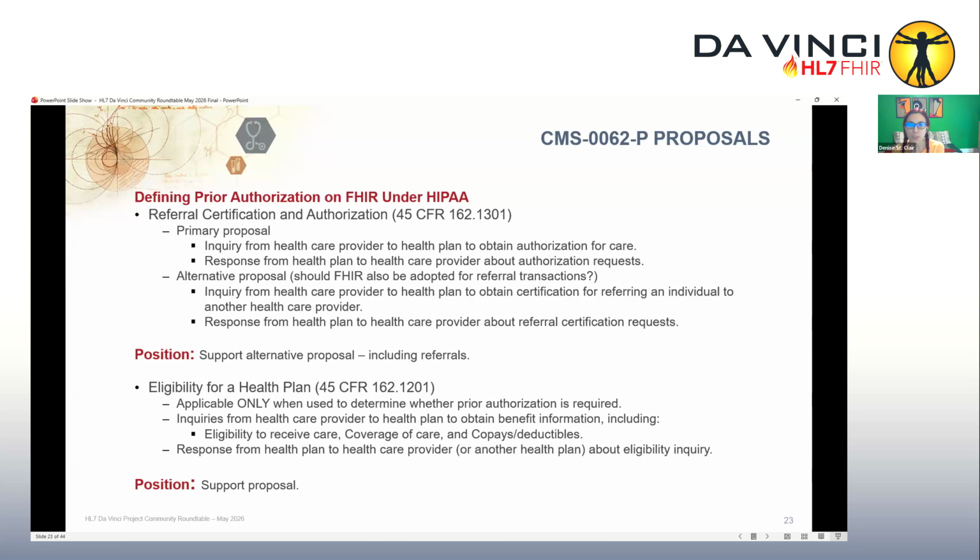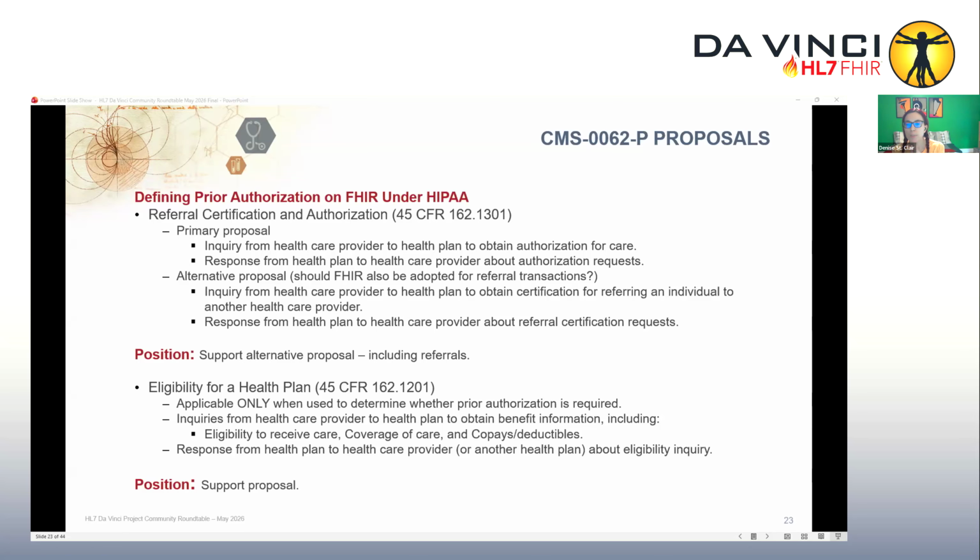And the Da Vinci community does support the alternative proposal to leverage FHIR for both authorization and referrals, as the IG supports both. The second proposal is to update the eligibility for a health plan transaction, and that is the name of the transaction under HIPAA. The rule proposes that this would be applicable only when used to determine when prior authorization is required.